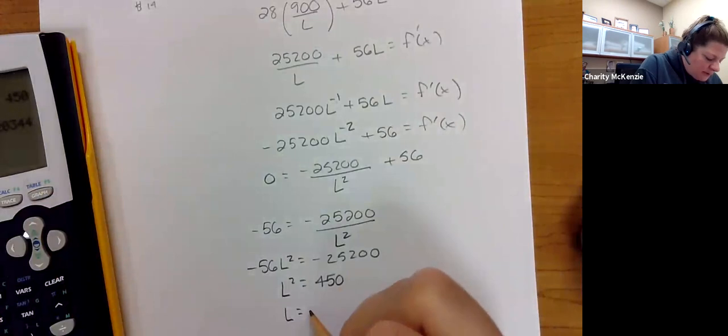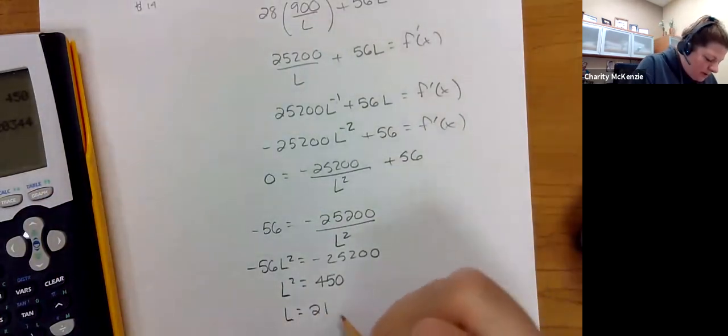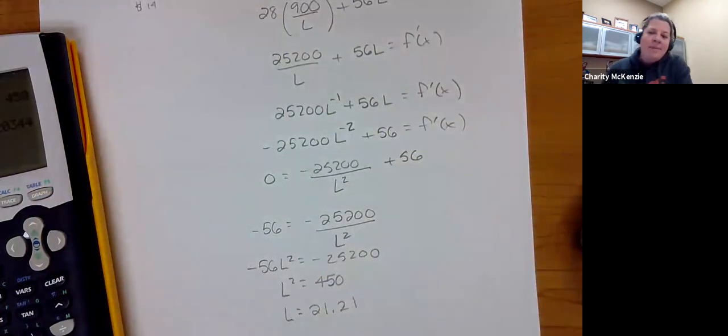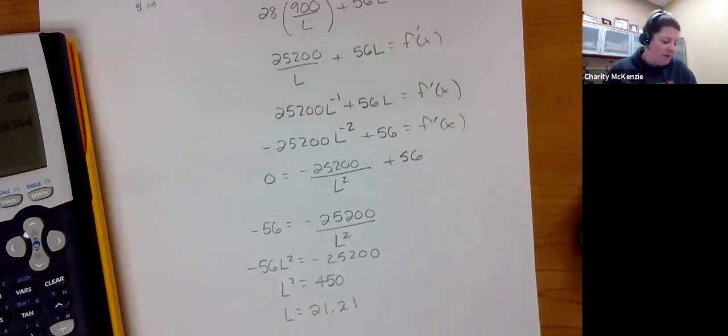And why am I only using the positive? Because we know it would have been negative or positive 21.21. Can I have a negative perimeter? No, it wouldn't make sense to have a negative length. So a lot of times when you're doing realistic problems like these, you get to ignore some of your answers. And this is one of those cases.